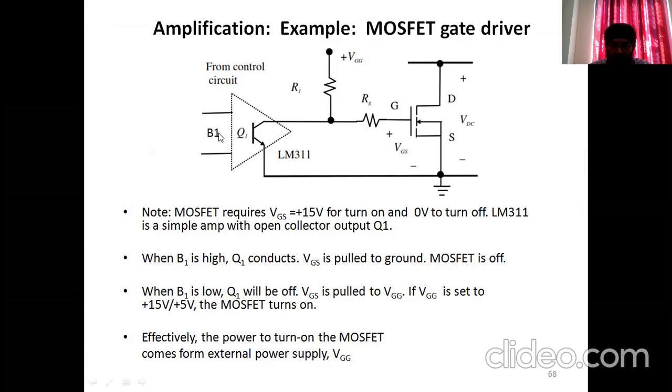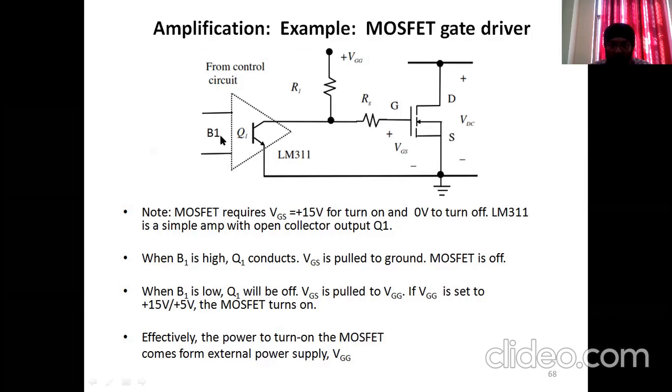So when this B1 is high, let's say high means 15 volts, we are supplying 15 volts. So 15 volts is called a high signal and 0 is called a low signal. When this B1 is high, Q1 starts to conduct, this transistor starts to conduct. And if it starts to conduct, VGS is now pulled to 0, because this switch is conducting. When this switch is conducting, this VGS goes to 0 value, so making the MOSFET off.